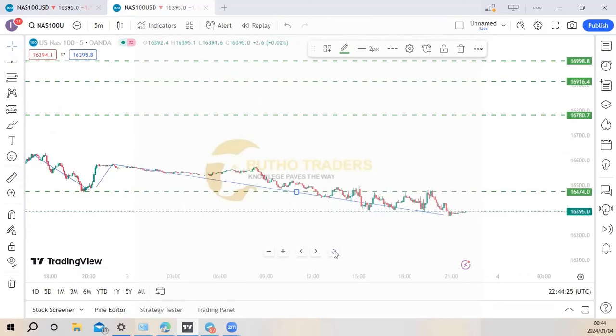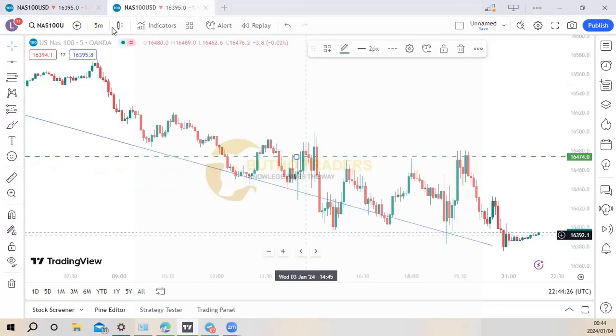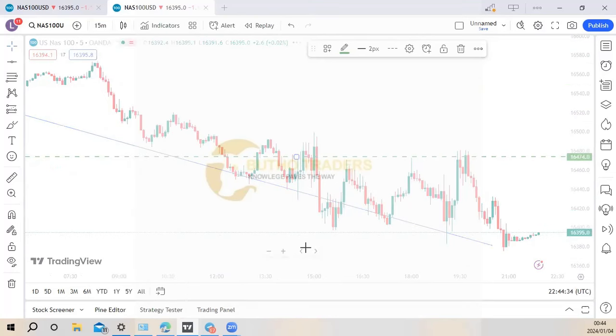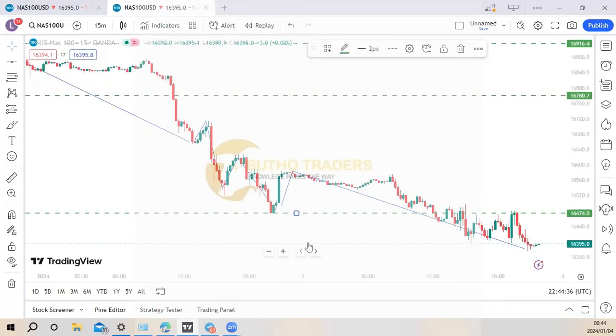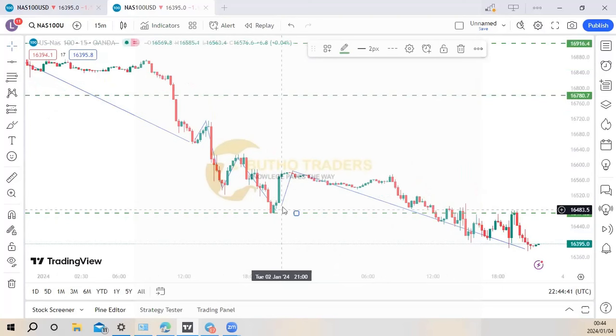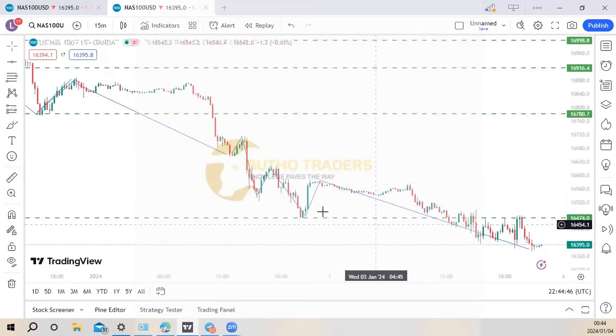Before I go to 5 minutes time frame, sometimes I start checking on 15 minutes time frame. What is happening on 15 minutes time frame? I go to 15 minutes time frame. Let me just go to 15 minutes time frame. Right, so when I'm on 15 minutes time frame now, I can see what is happening.